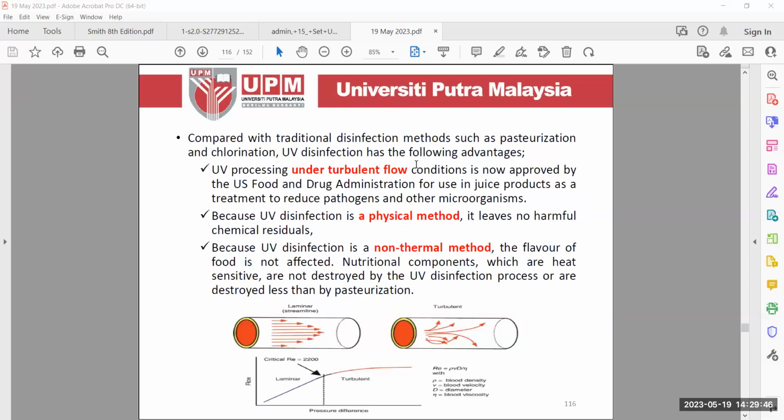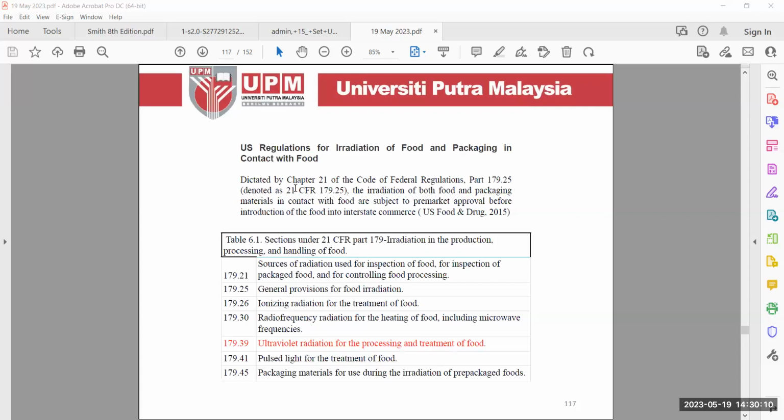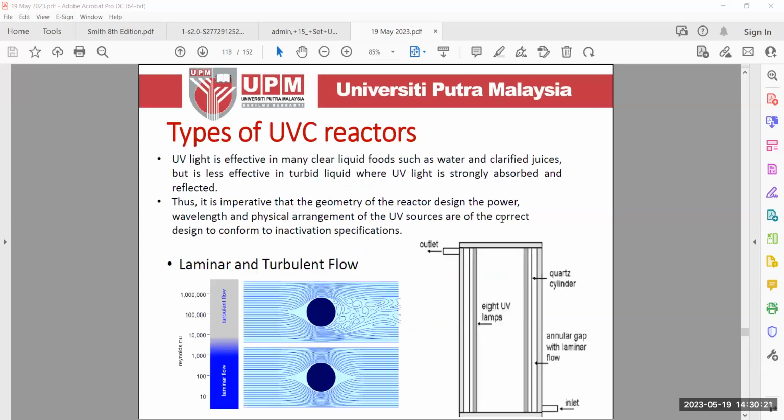Okay. So for liquid food, the usage of UVC would be very efficient when you use it on a turbulent flow rate. For a laminar flow rate, it's not very efficient, okay? Because it is a physical method, it leaves no harmful chemical residue, and of course, the flavor of the food is not affected, right? And US regulation has only approved the usage of ultraviolet as a pasteurization method in 2050. Okay, and the types of UVC reactor look something like this.